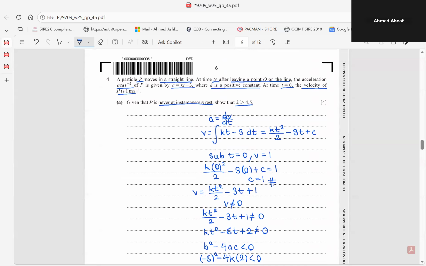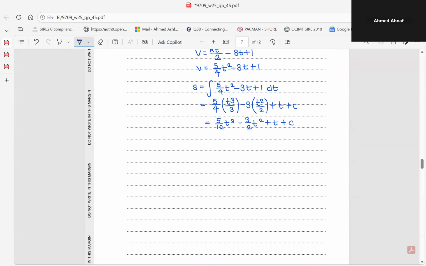At time t equals 0, the displacement must be 0. So t equals 0 and s equals 0. If you do your calculation, you will just get c equals 0. Therefore, s is just everything without the c.